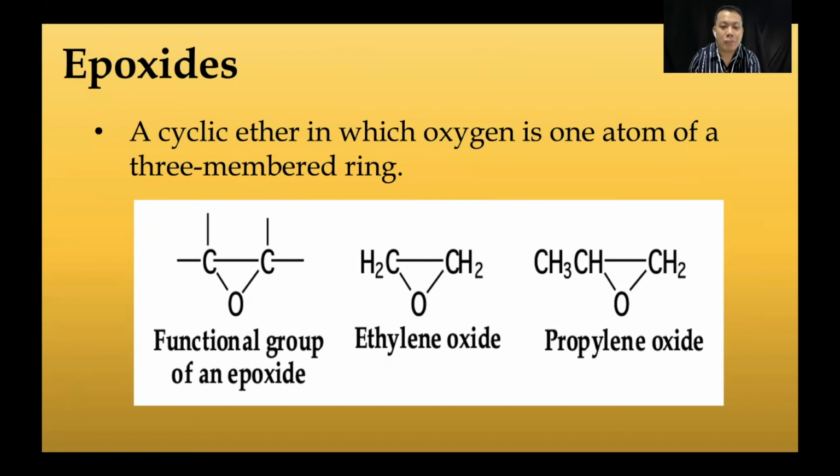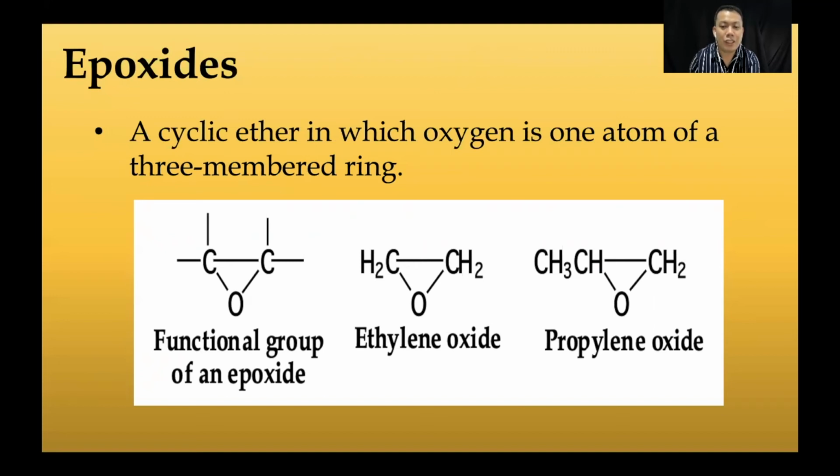Okay, so for the functional group of an epoxide, you have here two carbons and then one oxygen. So that's why it is a three-membered ring. Not three carbons, but a three-membered ring. So one usually represents it as a triangle as its structure.